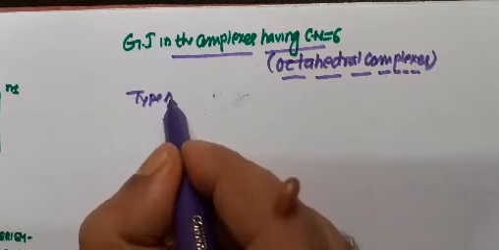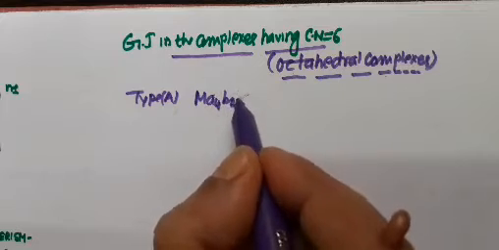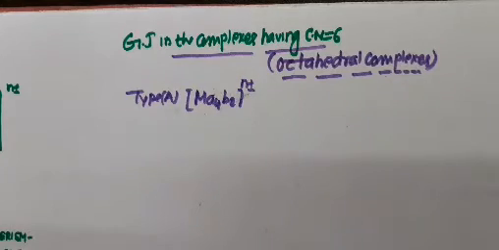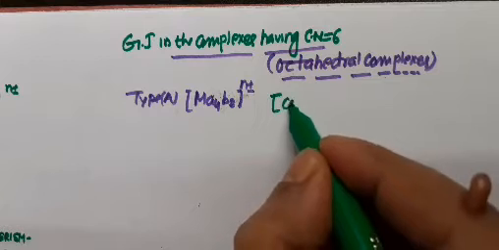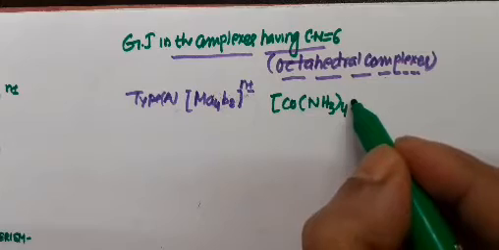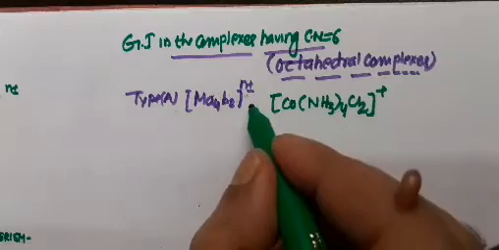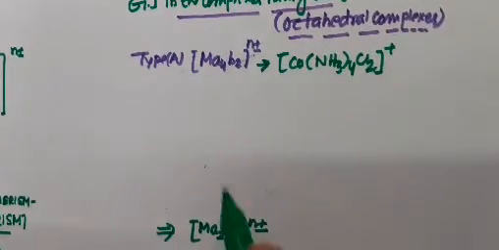The first type is MA4B2, where A and B are the ligands. So we will start off with a direct example. This is [Co(NH3)4Cl2]+. It is an example of an MA4B2 type octahedral complex.